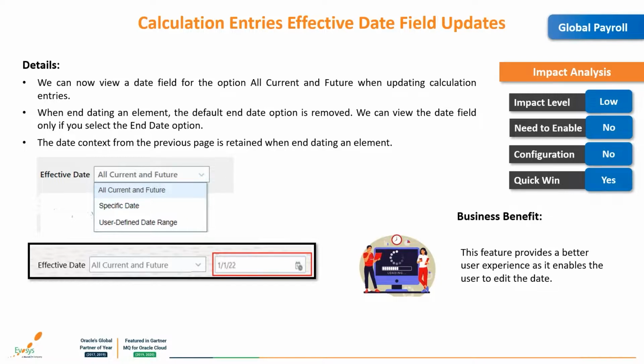So when end dating an element, you don't have the flexibility to actually select a date and end date that particular element. Now with 22C, the all current and future value also will have a date field where users can enter a date, and then they can select the end date and update option to make changes to the particular element entry. This date context from the previous page is also retained when end dating a particular element. So this is going to provide a better user experience as it prompts the user to enter a date and edit the data based on that particular date.